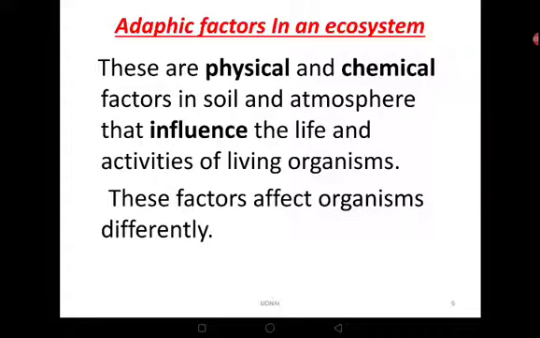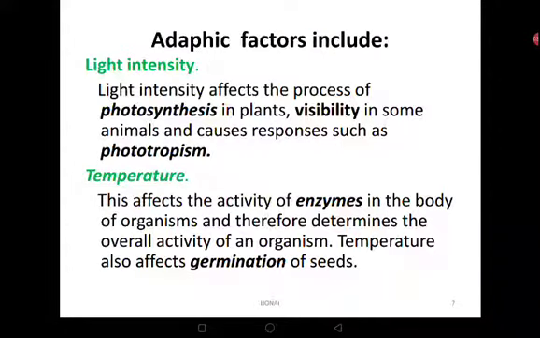These are basically physical and chemical factors in the soil and the atmosphere that influence the life and activities of living things. So these are basically non-living things, the non-living components, but their presence affects the survival of the living organisms, either directly or indirectly. And they include the following. So we are going to look at the Edaphic factors of an ecosystem and how each one of them affects the living organisms. To begin with, we have light intensity.